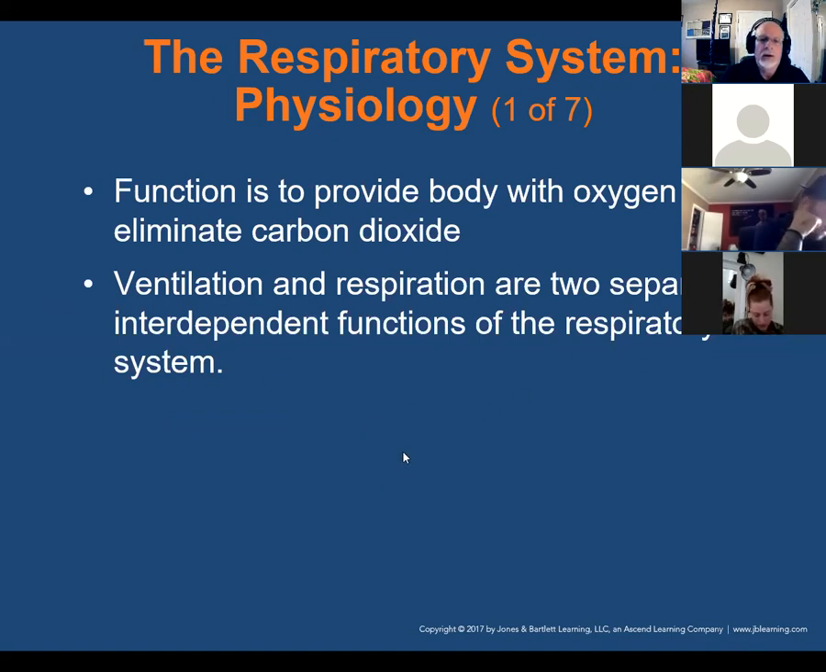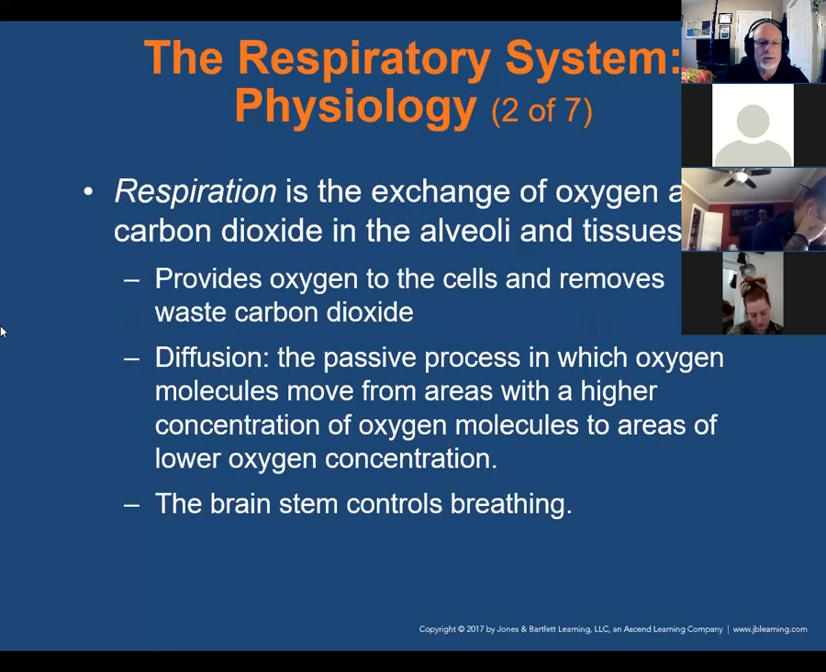Ventilation is the process of moving air in and out by using muscle contraction to create a pressure gradient. Respiration is gas exchange way down there in the alveoli. We have pictures of that in a minute. So how does that happen?